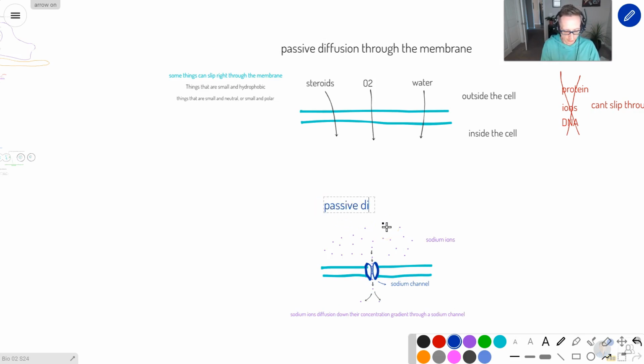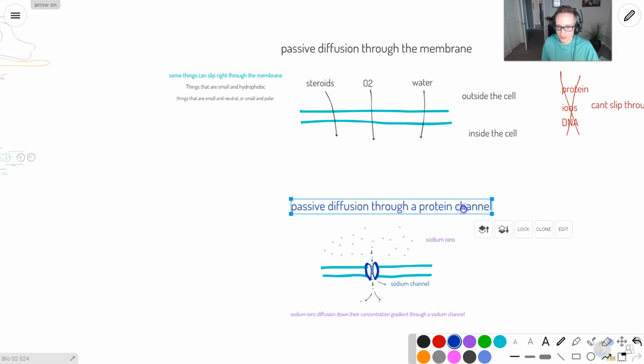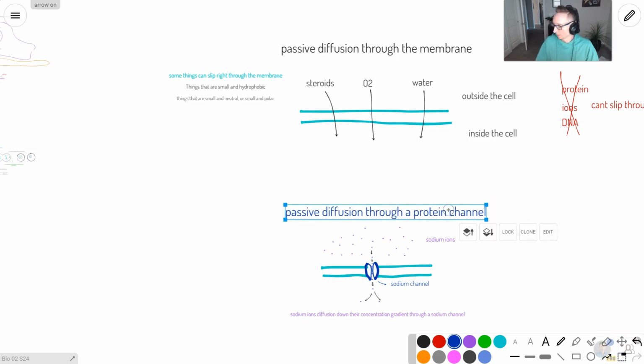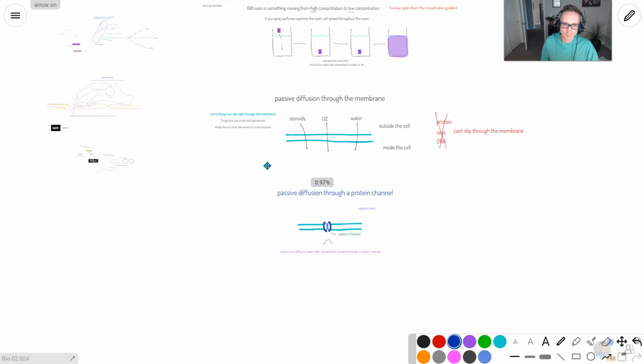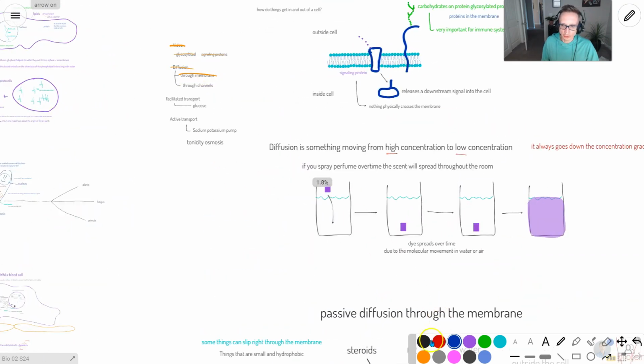This is passive diffusion through a protein channel. Passive means it doesn't require energy. Pretty nifty. Pretty nifty indeed. All right, let's keep cruising. We've got through channels checked off, then facilitated, and then active.